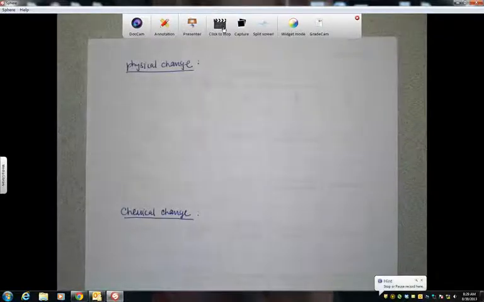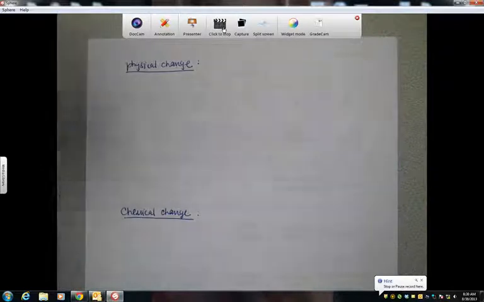Okay, so last time we talked about physical properties and chemical properties, and today we're going to talk about physical change and chemical change. So let's think about something like ripping a piece of paper in half. When I rip a piece of paper in half, that changes the paper. Well, it changes its size and maybe its shape, but it's still paper. That would be an example of a physical change.